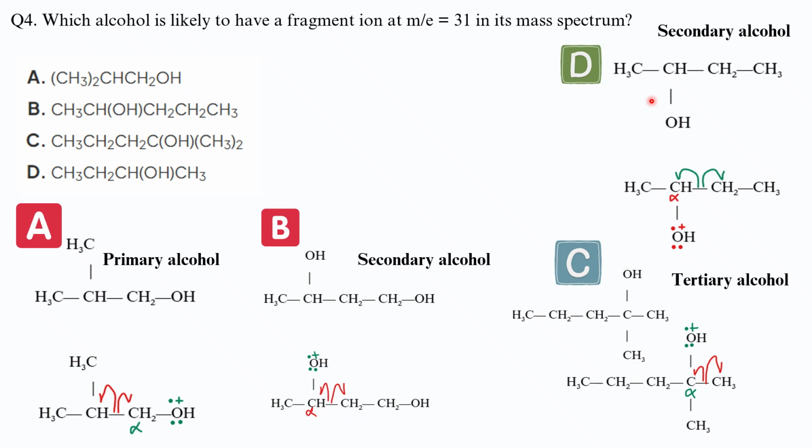If you want, you can carry out the fragmentation and cross check your answer. But it is pretty sure that whenever we have primary alcohols, they give a very intense peak at m/z equals 31. Okay, so I can see that the first structure given is my primary alcohol, second one is secondary alcohol, option C is tertiary alcohol, option D is secondary alcohol. So yes, just by looking at the examples, we can clearly see that option A is the correct answer for this particular question.